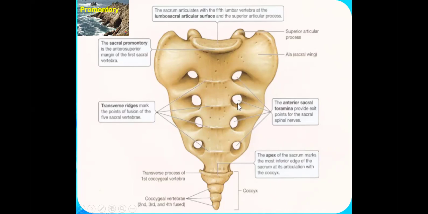And these 4 are the anterior sacral foramina on both sides, which provide an exit point for the sacral spinal nerves. This is the bottom of the sacral spine, the apex of the sacrum. This is S5, and it articulates with the coccyx, the tailbone of the vertebral column.